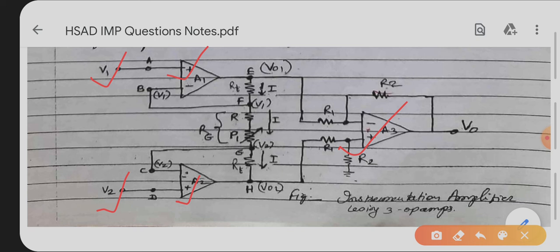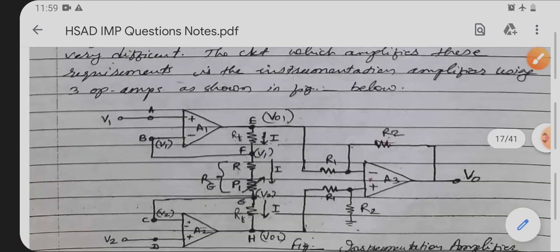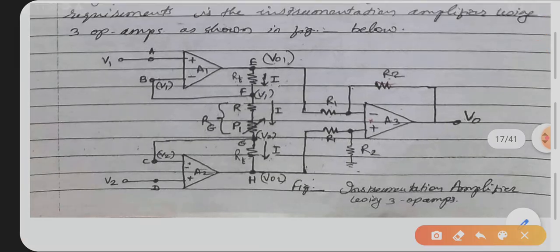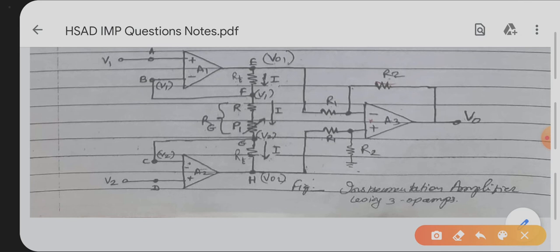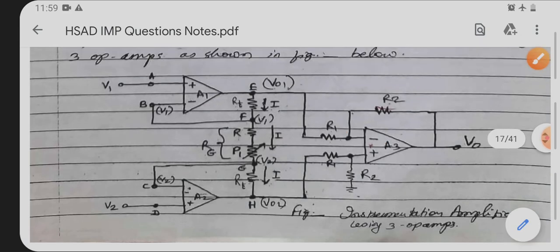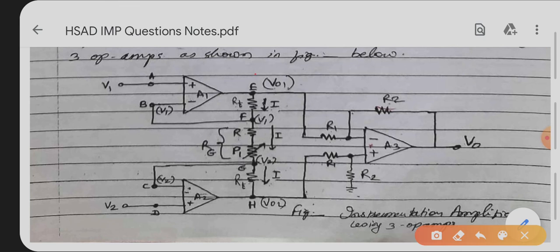RF and RF, there are two, you can see here. This is the feedback register of the first op amp, A1, and here is the feedback register of op amp A2. They have the same value, therefore denoted as RF. Now in between these two RF there is an RG register.